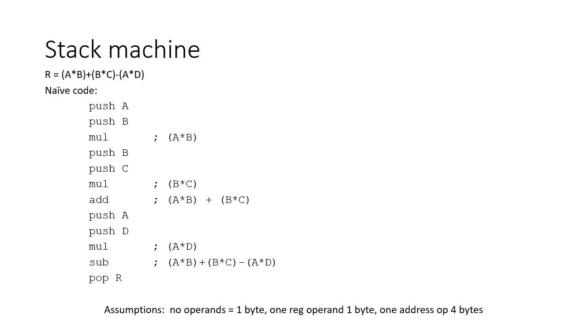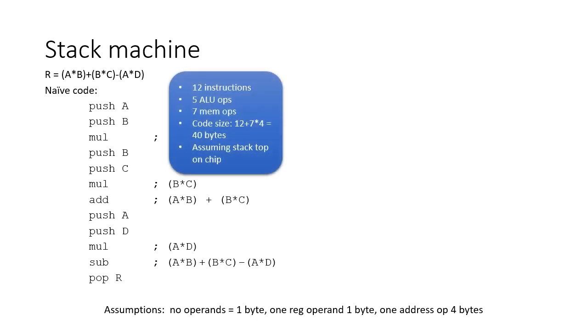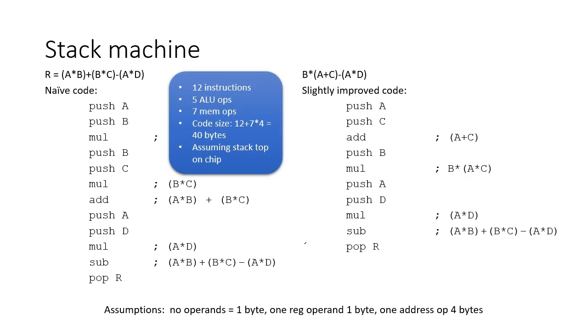We'll investigate the same expression on all four ISA models. To the left, you can see the stack-based program representing the expression on top. Note that the push and pop instructions have a memory address as argument. Push A will read from memory location A and store the value on the top of the stack. Similarly, pop R will pop the value on the top of the stack and store it in memory at address R. Note that none of the arithmetic instructions have any operands. They are implicit on the top of the stack. To the right, we have a slightly improved code which reduces the number of instructions and memory operations.